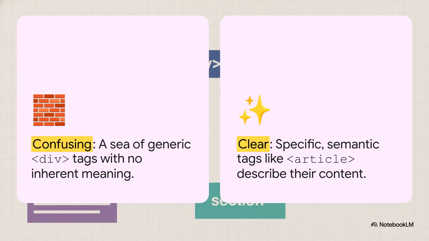Look on the left. That's the old way. Just a sea of generic div tags. You have no idea what anything is for. It's a total mystery. But then look on the right, at the smart way. You see header, article, section, footer. You don't even need to see the content inside to get a sense of the page's layout. The structure itself tells the story.